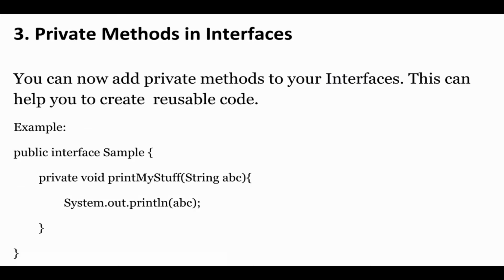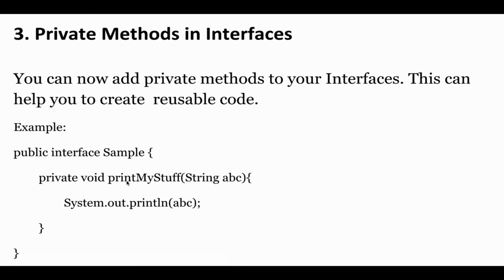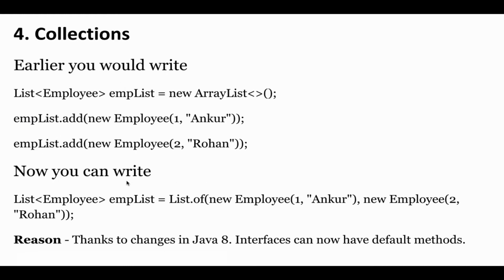The next thing is private methods in interfaces. This is also a good addition. So you can now add private methods to your interfaces. This can help you to create reusable code. For instance, you can write a private method which prints out a message or something, and this can be used by other methods. Okay, so this is a pretty good addition to Java 9.